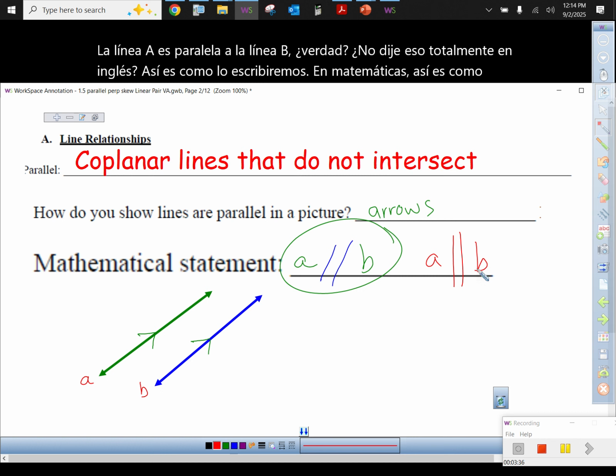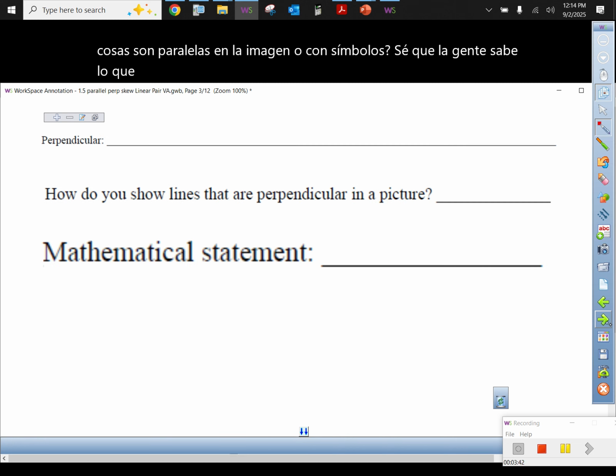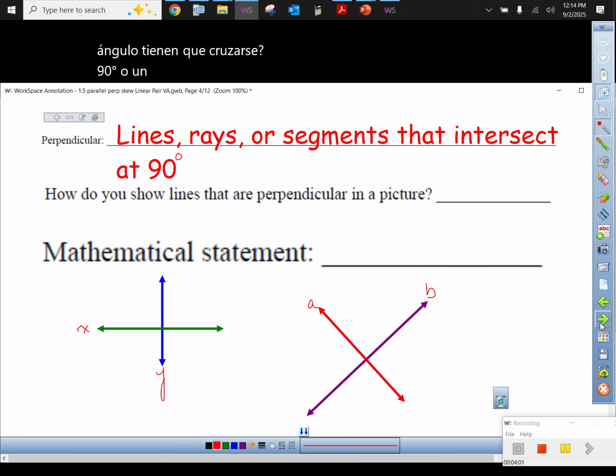Then I know that people kind of know what perpendicular means, but we get it messed up. If things were perpendicular, should they intersect? What do you think? They totally will. But they intersect at a special angle. Like these are not perpendicular. It would be more like this. What kind of angle do they have to intersect at? 90 degrees or a right angle, right? So that's what perpendicular means: lines, rays, or segments that intersect at 90 degrees.